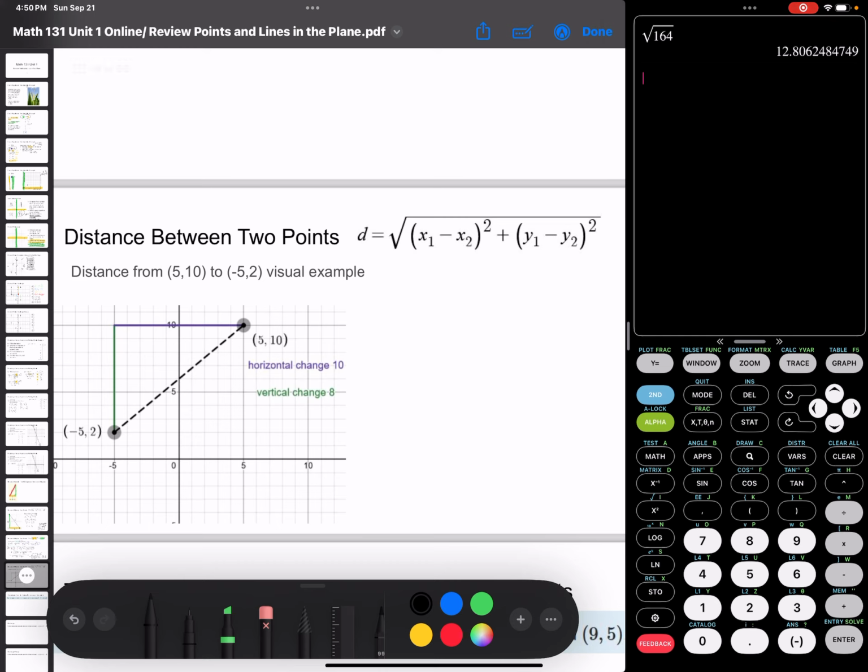I wanted to show you guys this visual example. So here are the points that we're working with, right? We just used that formula. This is the right triangle that we're actually talking about here. What we need to get is the horizontal change, 10. That came from subtracting our x points. If we subtract 5 and negative 5, we get that horizontal change. And if we want the vertical change, we subtract 10 and 2, and we get that vertical change of 8. That's what this subtraction is about: we are subtracting to get the lengths of the legs of the triangle, and then using the Pythagorean theorem.